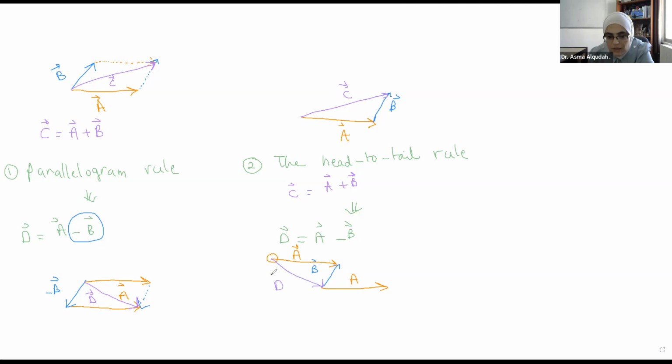So this is vector D. If we look at the head to tail rule, for the case of addition, we draw the two vectors head, tail, and then we start at the head of the first vector and end at the tail of the other vector. But if it's a subtraction, we put the vectors this way, head, tail, tail, head. Then we start at the head of A and end at the head of B. This is because it's A minus B.